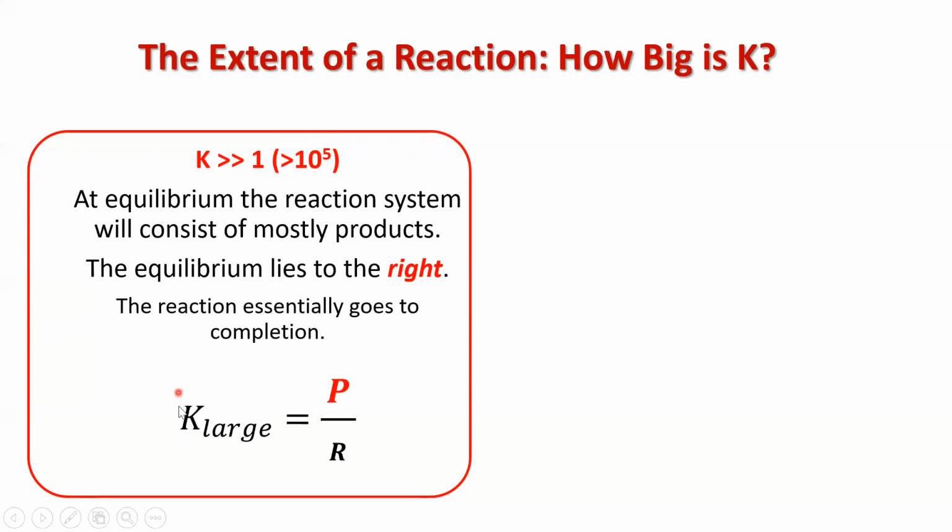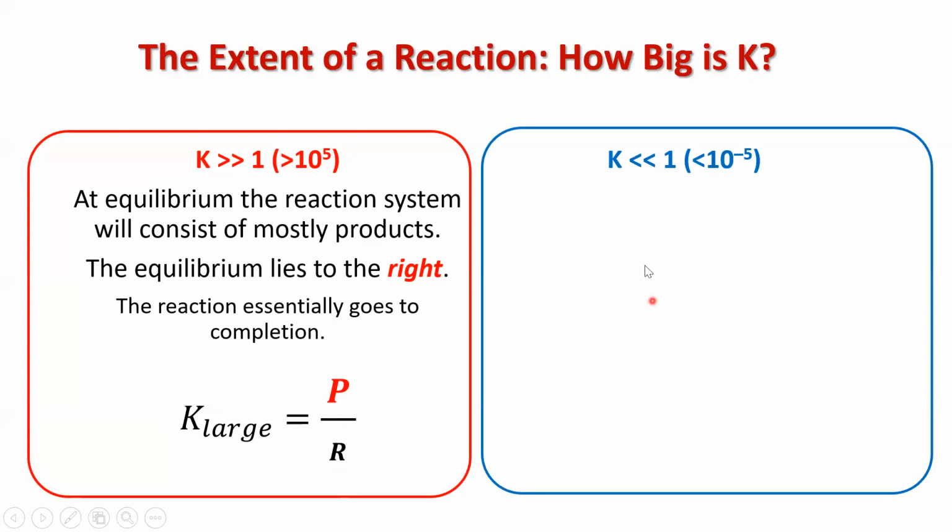So when we calculate K, if K is the concentration of the products raised to the power of the coefficient in the balanced equation, over the concentration of the reactants raised to the power of the coefficient in the balanced equation, the only way K can be a really, really big number is if the products are big and the reactants are small.